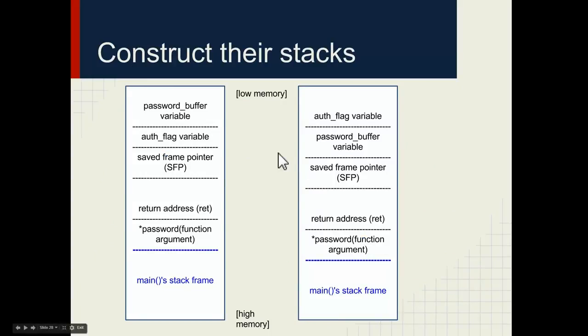The stacks respectively for these are laid out so that the low memory is here. On the buffer overflow, the one on the right is going to write towards higher memory and is not going to write towards the auth flag. The one on the left is going to write towards the auth flag because auth flag happens to be before it on the stack.